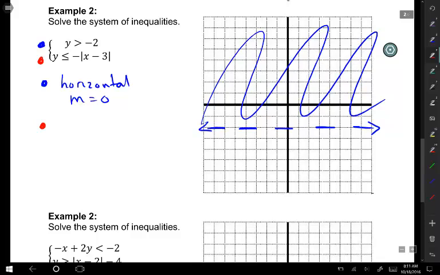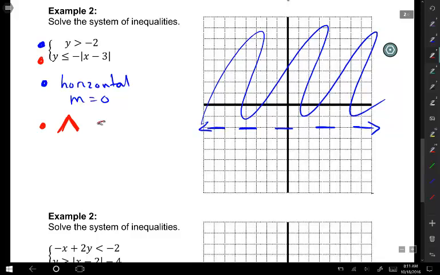Valley or tent? It's a tent. I heard valley, I heard tent. Give me a reason why, Lydia. Because it has a negative in front of the absolute. Okay. Negative in front of the absolute value. Okay, so it's a tent.